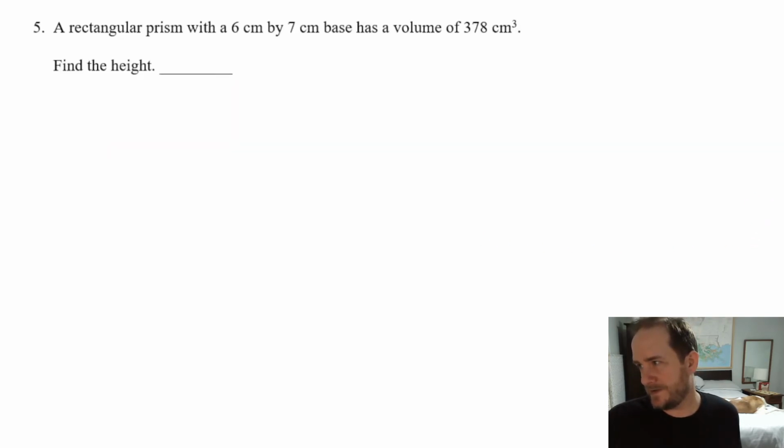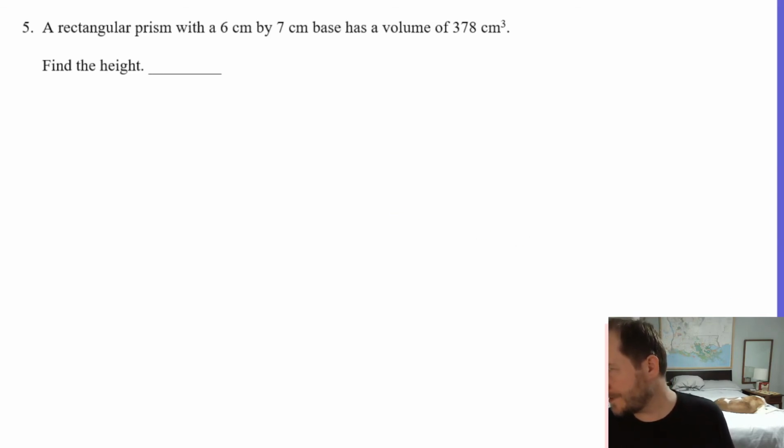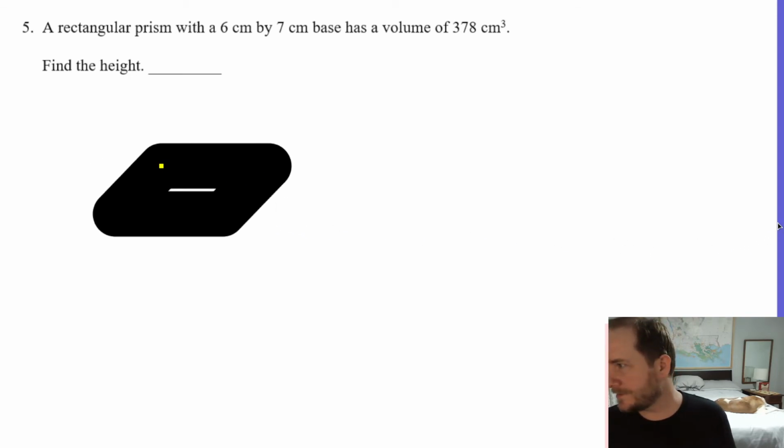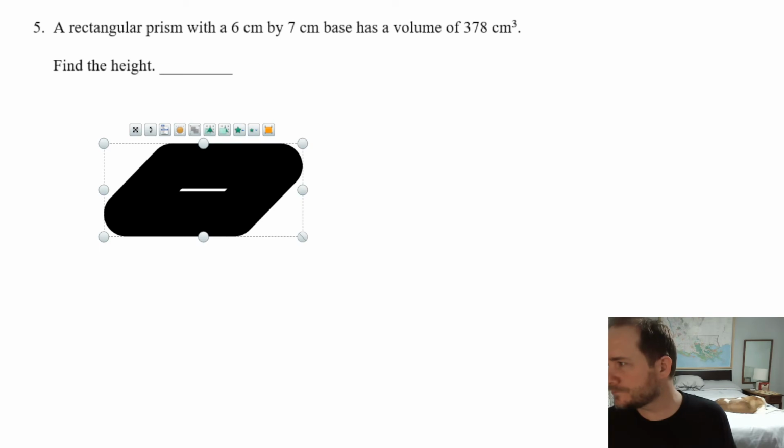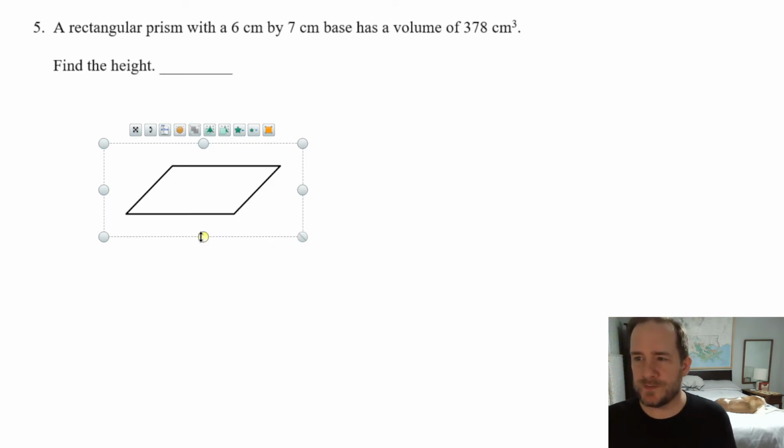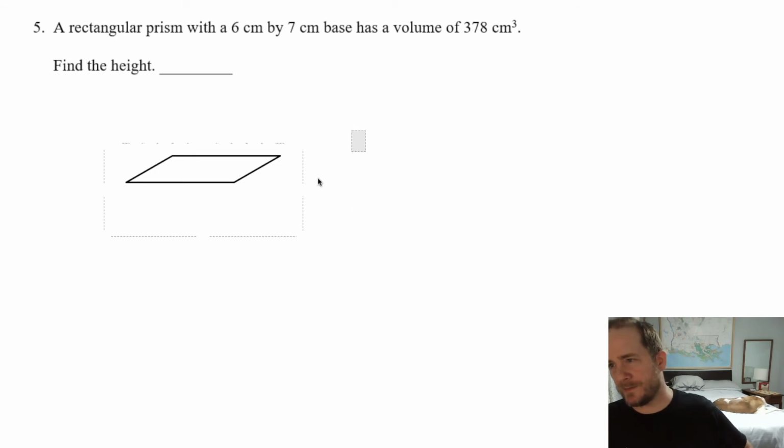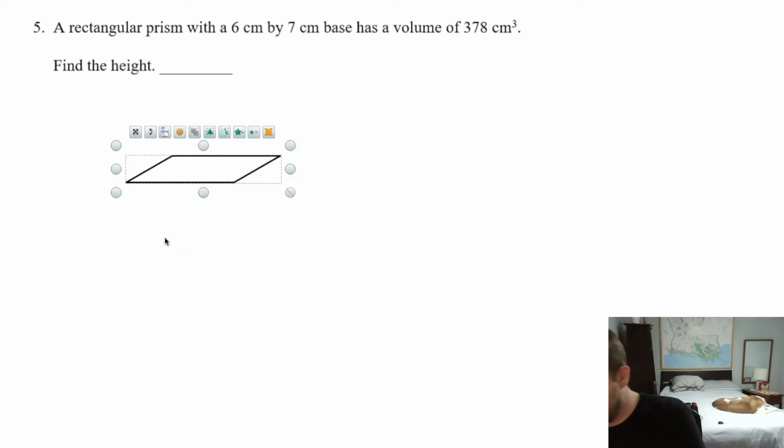So this one says, a rectangular prism with a 6 centimeter by 7 centimeter base has a volume of 378. Find the height. All right, so for this you might want to draw. So I'll get my drawing going. Here it is. So to draw a prism, you draw yourself a parallelogram. That's going to be the top. Now, if I'm a prism, I need another one that's congruent to it. So I'm just going to copy it.